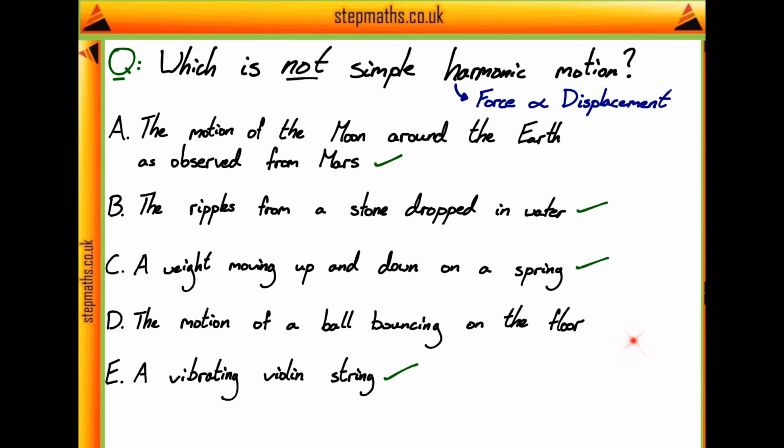Instead it starts at one equilibrium and moves up and down, and there's no sort of constant restoring force, if you like. There is gravity the whole way, and this gravitational force is going to be constant at all times. It's not going to be proportional to the displacement. So hopefully you can see that D is not going to be simple harmonic motion, and so our final answer is just going to be D.